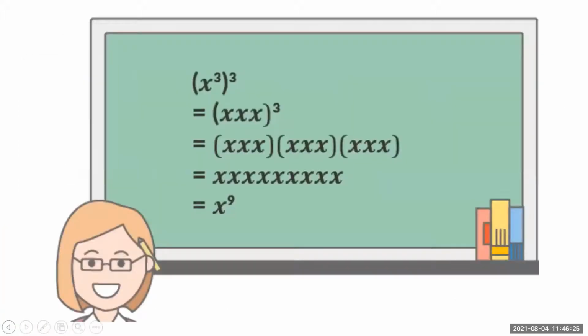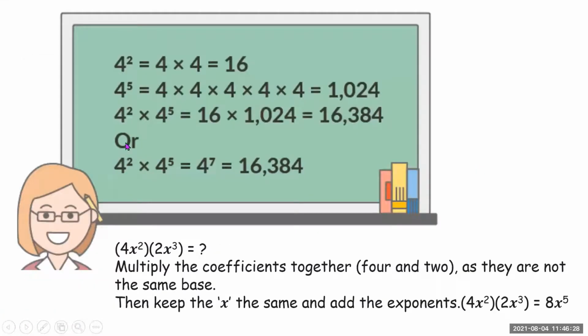Okay, let us see. So this is what we discussed. 4 power 2 is 4 into 4. 4 power 5 is 4 into 4 into 4 into 4 into 4, 5 times. So this multiplied by this will give you 16 times 1024, so 16,384, which is nothing but 4 power 7. I just keep the same base and add these two values together. The only condition here is the base should be the same.